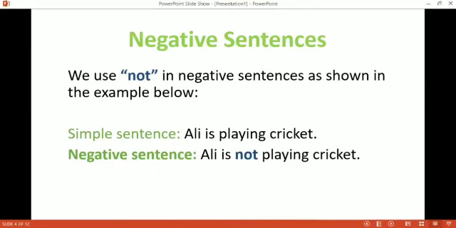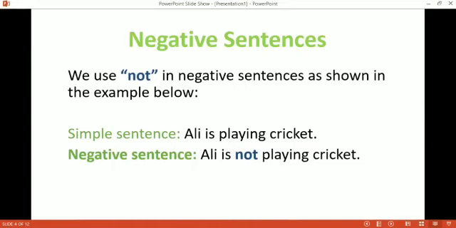First, the simple sentence: Ali is playing cricket. It is a simple statement telling what Ali is doing. How can we change this simple statement into a negative sentence? Negative sentence: Ali is not playing cricket. Simple is "Ali is playing," and negative is "Ali is not playing cricket."